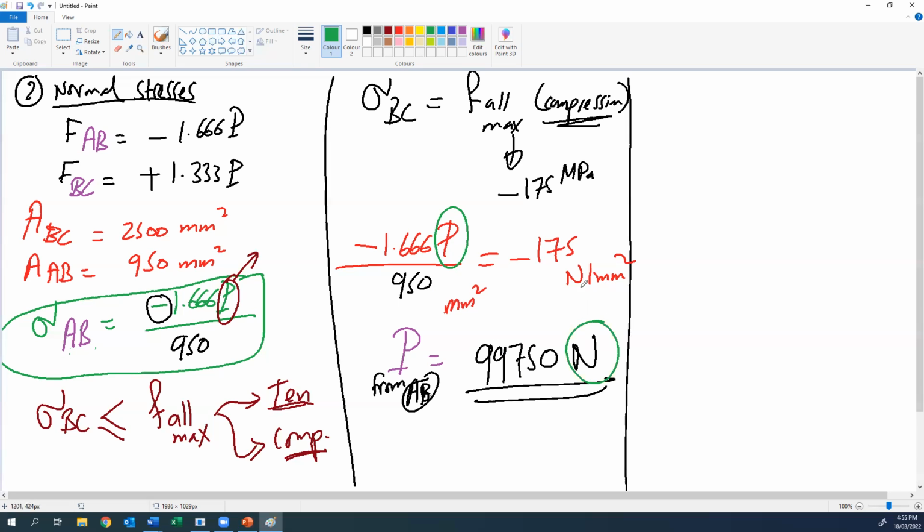Because here you have Newton and millimeter square. Millimeter square will cancel millimeter square, so the remaining will be in Newton. If you want to make this value a little bit smaller, we can divide by 1000, so it will be 99.75 kilonewton. So this is our first value of B. We will do the same for member BC.